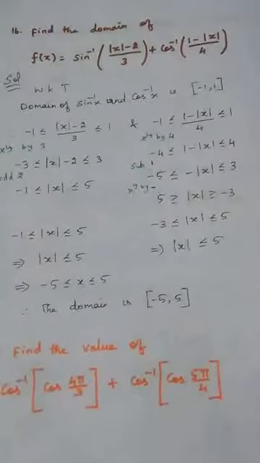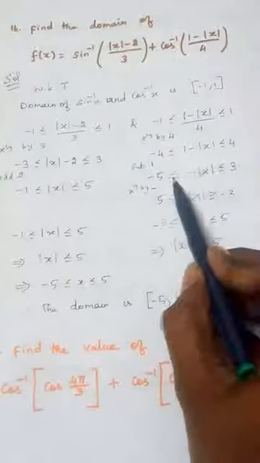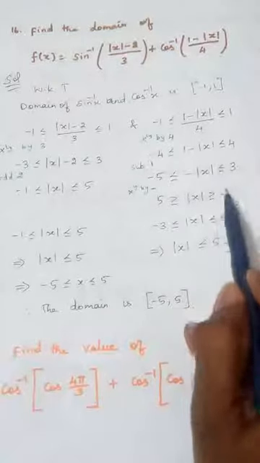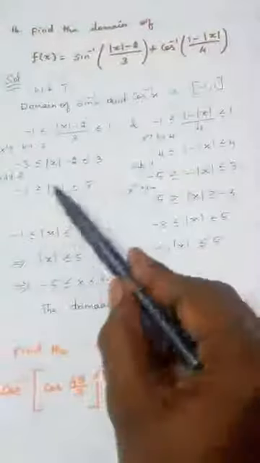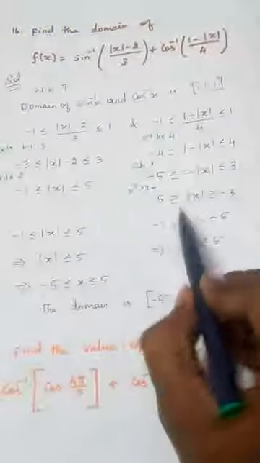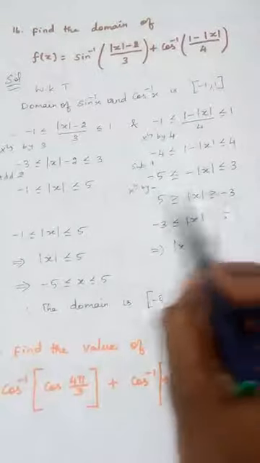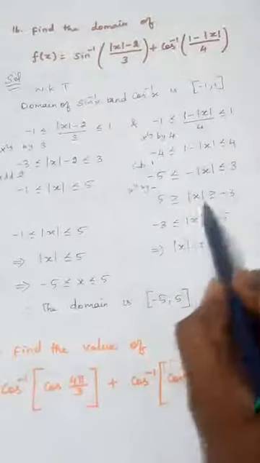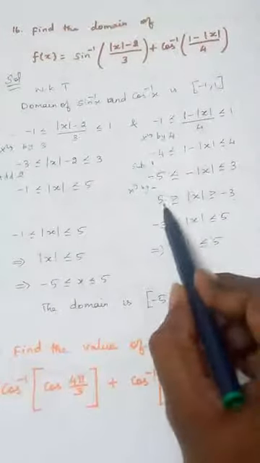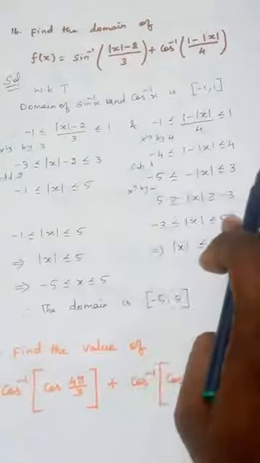I am slowly explaining step by step. When you multiply minus sign with inequality, the inequality changes. See, now this is written here. So here also, if I say minus 3, I am just writing it in the reverse order. Minus 3 is less than or equal to mod x. Same thing I am writing in the reverse order.